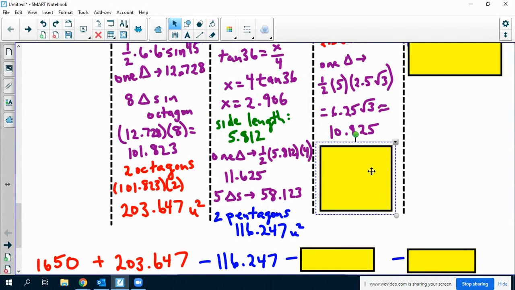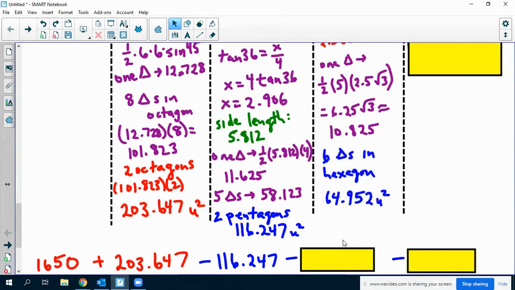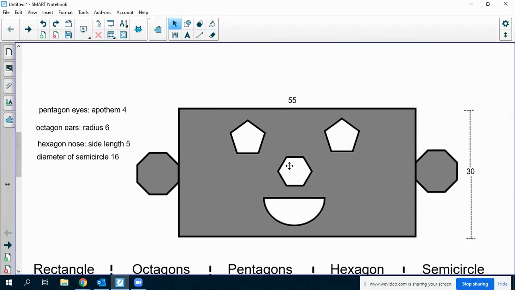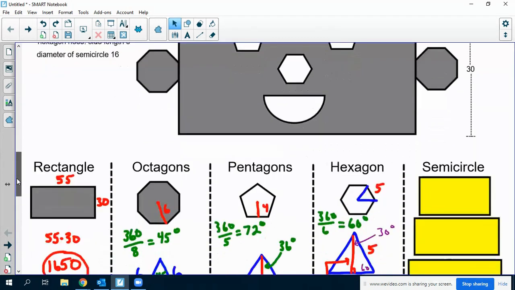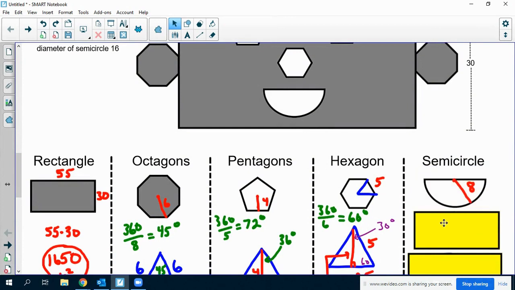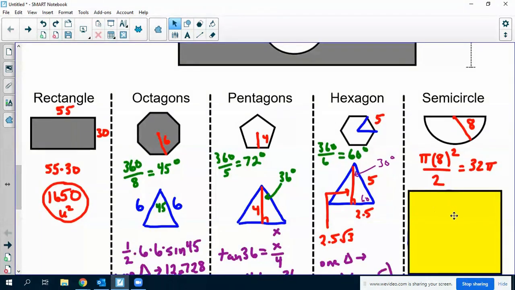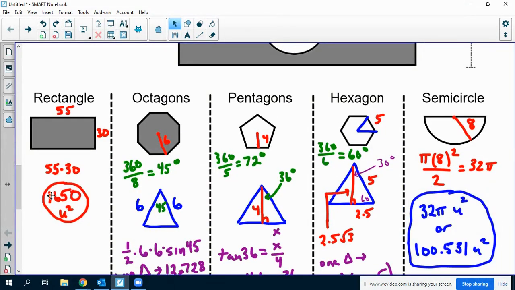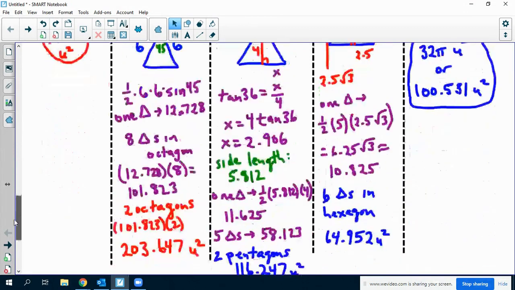Then there are 6 of those triangles in the hexagon, so I get 64.952. That's my answer. So I'm going to subtract that as well because it's not shaded. And so I have to undo that from the rectangle that I've already calculated. Finally, the semicircle has a diameter of 16, so that means the radius is 8. Pi r squared, and then it's half of a circle, so I divide it by 2, I get 32 pi. So 32 pi or 100.531 if I type that in the calculator.